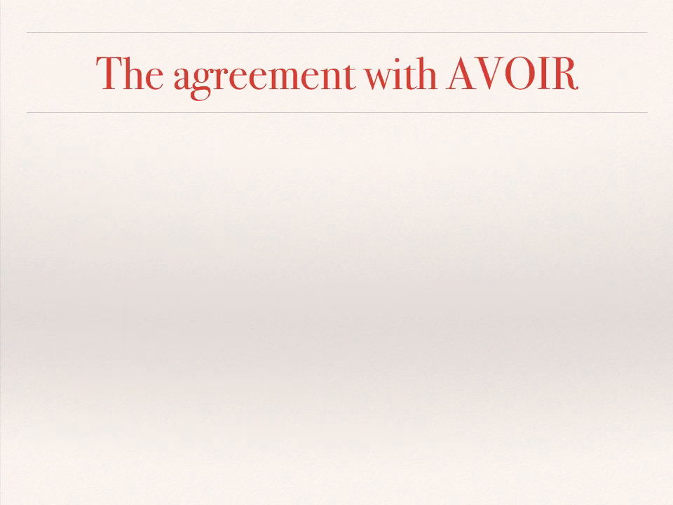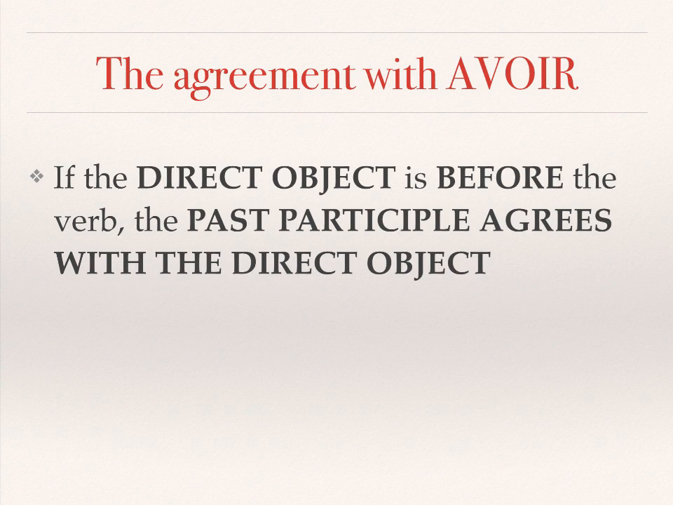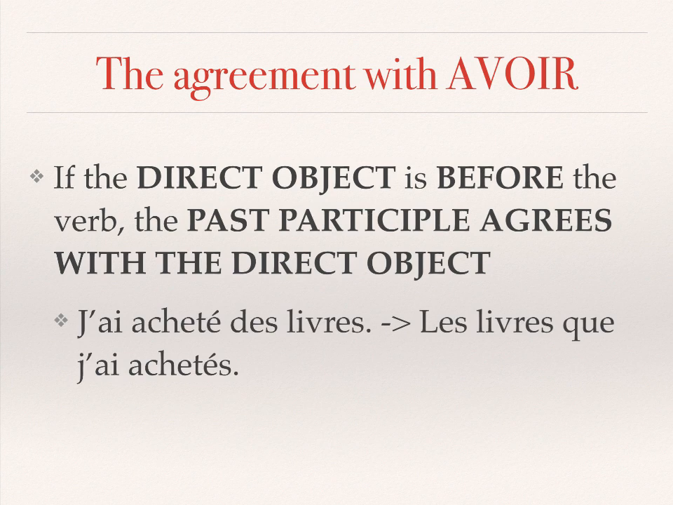There is a case where we have an agreement when we use avoir as an auxiliary verb. If the direct object is before the verb, the past participle agrees with the direct object. So I'll show you some examples to make this clear. If I say j'ai acheté des livres, des livres is the direct object of the verb acheter. What did I buy? Books.